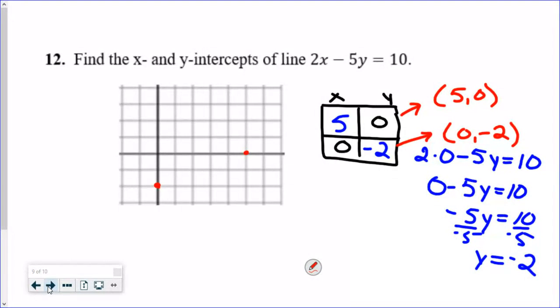Okay, so this is my Y-intercept. And this one is my X-intercept because I have a number for X or I have a number for Y, okay? So again, this one here is my Y-intercept. This one here is my X-intercept.